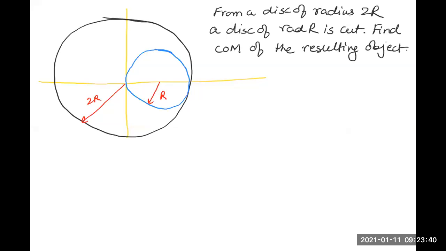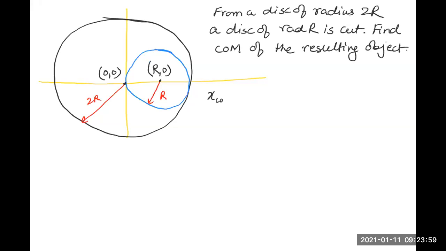So I have a black disk of positive mass density at 0, comma 0. And I have a blue disk of negative mass density at r, comma 0.